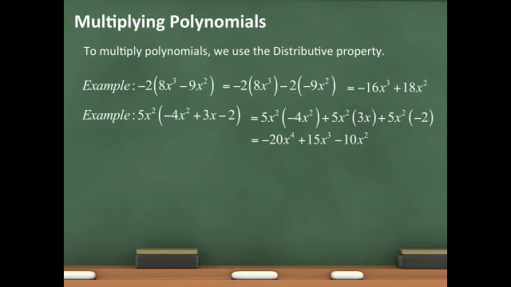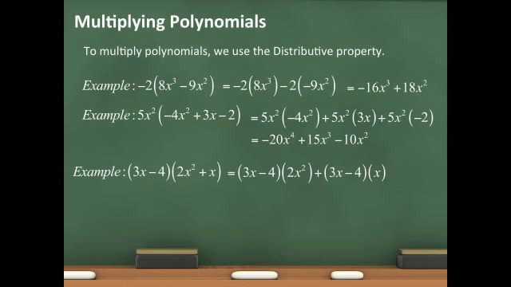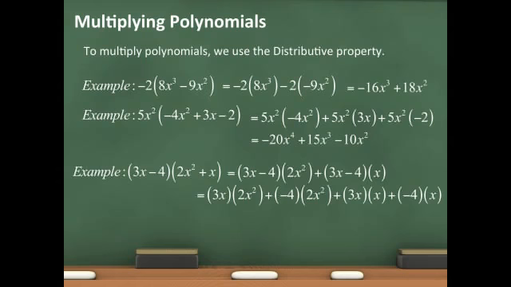In the last example, we have 3x minus 4 times 2x to the second power plus x. We can rewrite this problem as 3x minus 4 times 2x to the second power plus 3x minus 4 times x. We use the distributive property again to rewrite the problem further as 3x times 2x to the second power plus negative 4 times 2x to the second power plus 3x times x plus negative 4 times x. Next, we multiply and combine like terms. Our final answer is 6x to the third power minus 5x to the second power minus 4x.